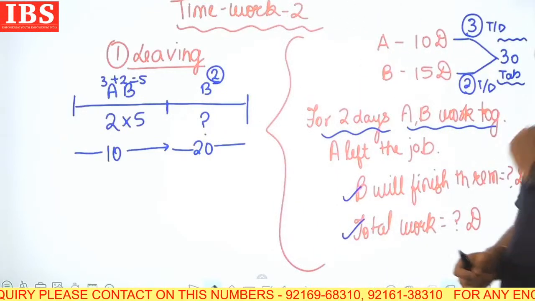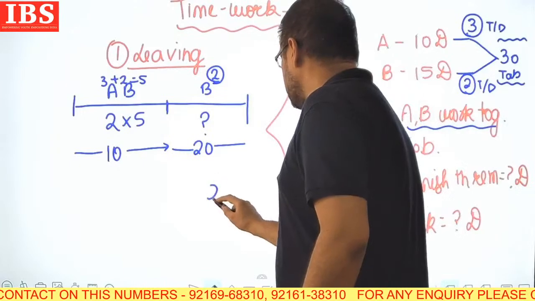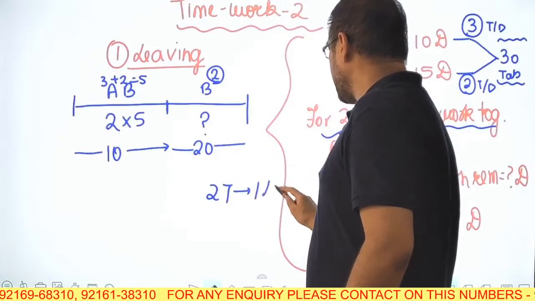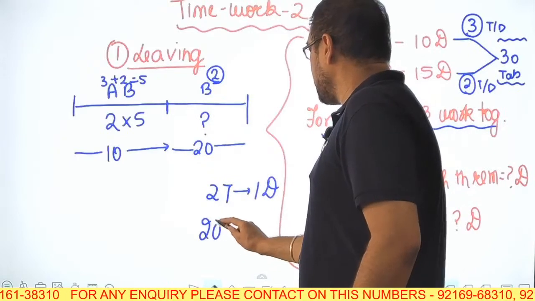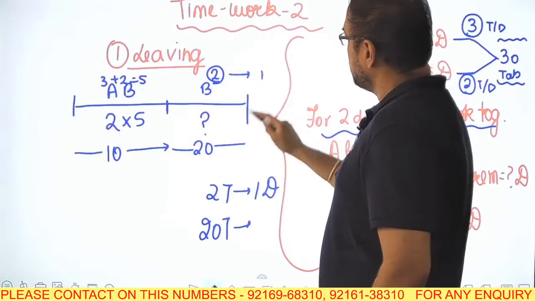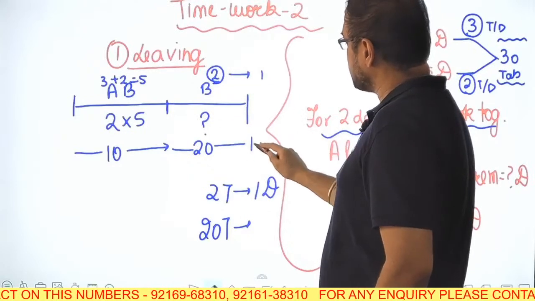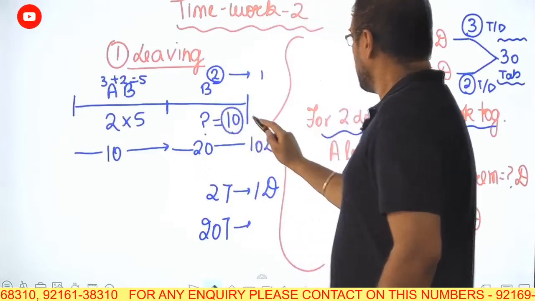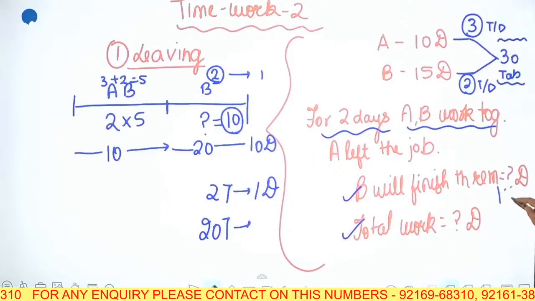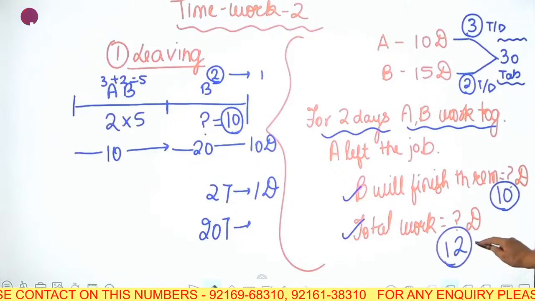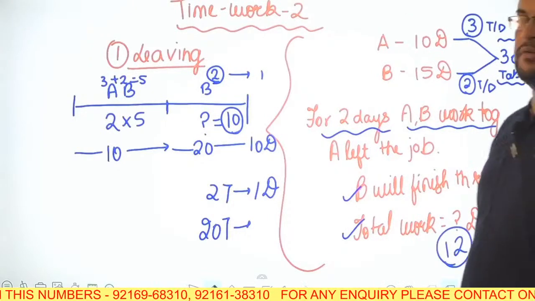If he makes 2 tables every day, in how many days will he make 20 tables? 2 is made in 1 day, so 20 will be made in 10 days. So the question mark value will be 10, and the total value will be 10 plus 2, that is 12, the right answer. So this 10 and this 12 will be the right answers.